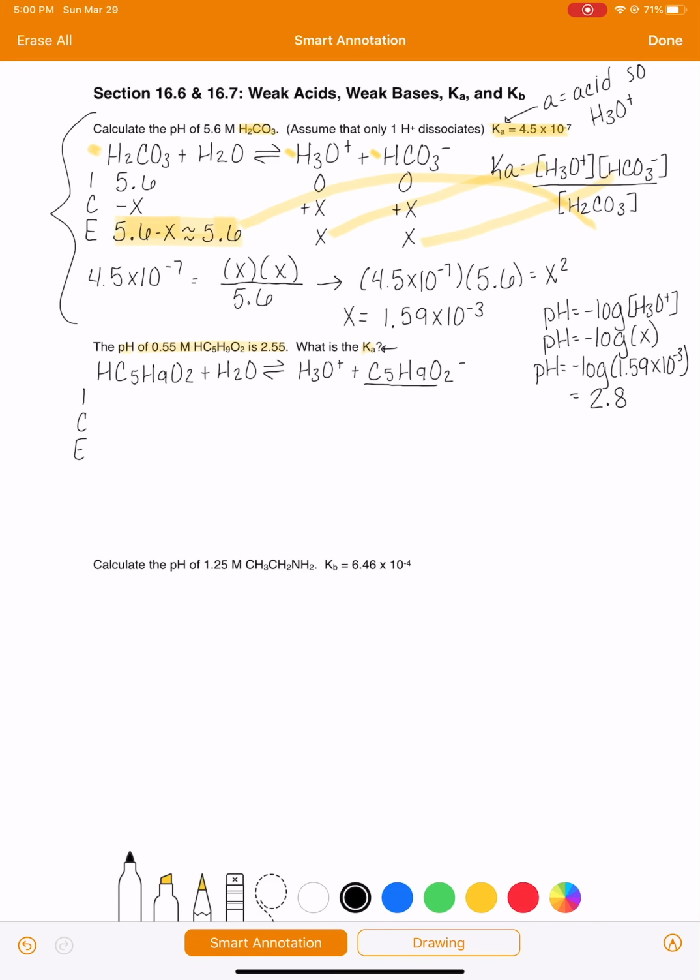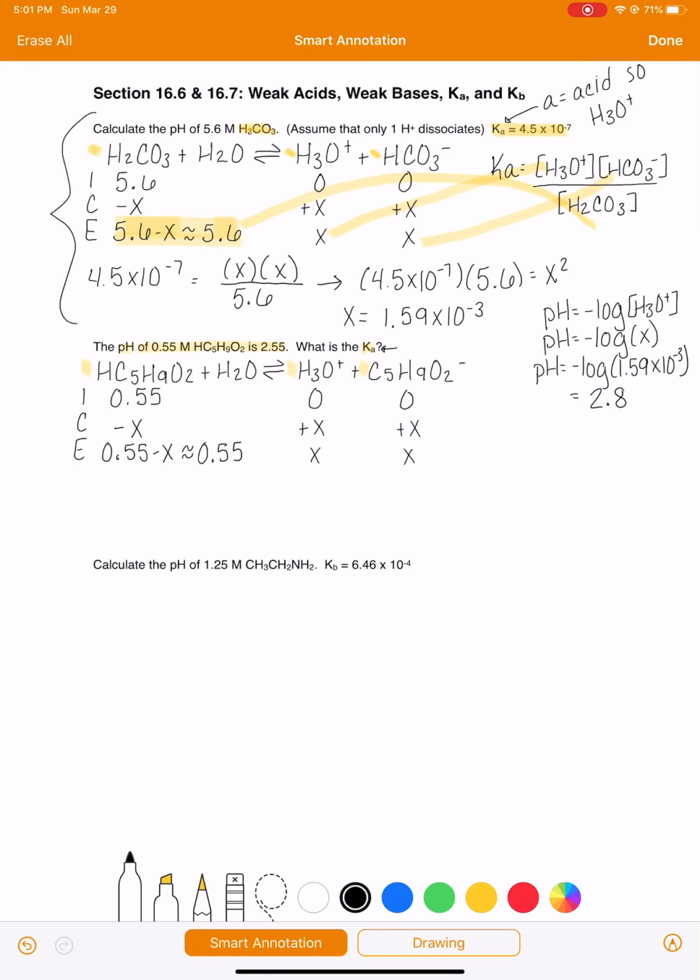So we're still going to make an ICE table with this. We know the initial concentration of our acid is 0.55. We don't care about water. We know that we're starting with no H3O plus, and we're starting with no of our other product as well. We're not quite sure how much of the acid reacts, so we're going to call it minus X. The stoichiometry is 1 to 1 to 1, so our products are plus X and plus X on this side. At equilibrium, we're going to have 0.55 minus X, and we're going to approximate that every single time. We're going to approximate X as being very small. So we're going to say it's 0.55, and our H3O plus is X, and our C5H9O2 minus is also X.